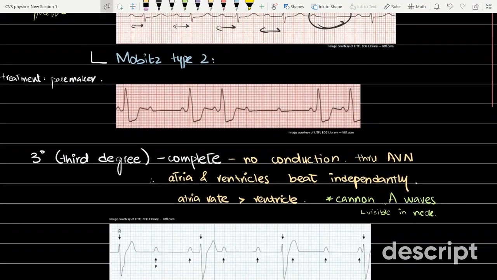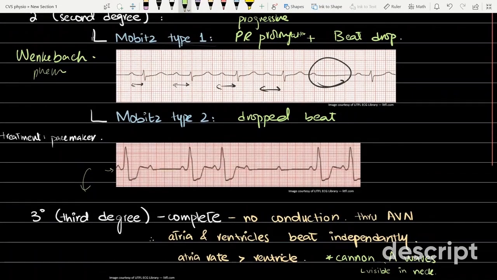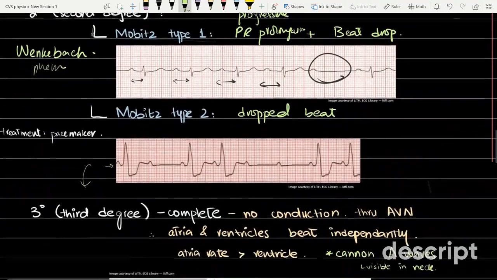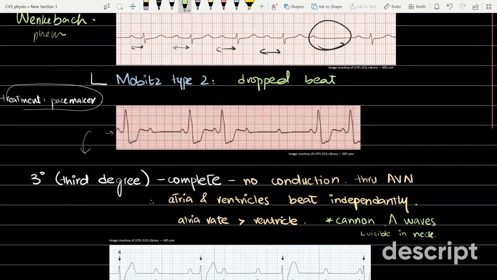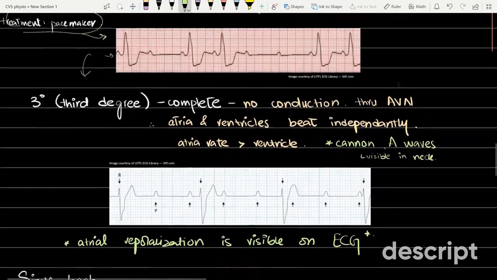Now for type 2, it's a little different, in that it is characterized by a dropped beat without progressive lengthening of the PR interval. And this may progress into third degree heart block. As you can see in this diagram, there is a beat drop and you cannot identify a progressive PR interval, unlike in type 1 heart block. The treatment for type 2 second degree AV block can be pacemaker placement.